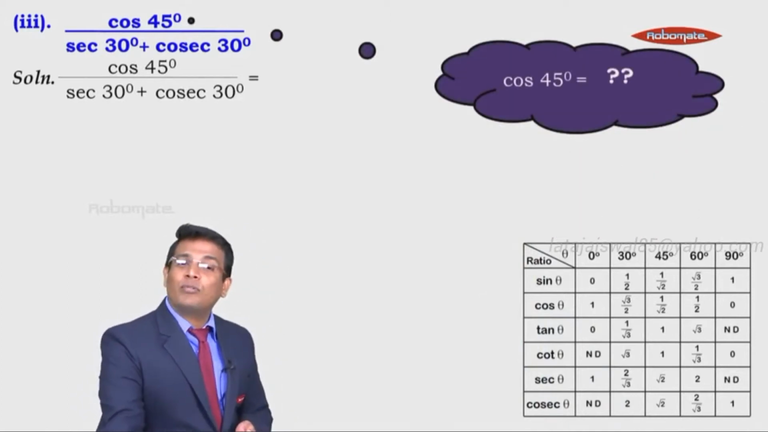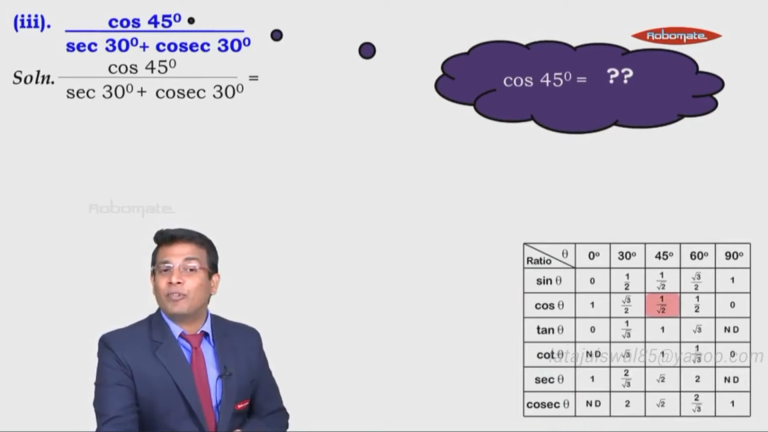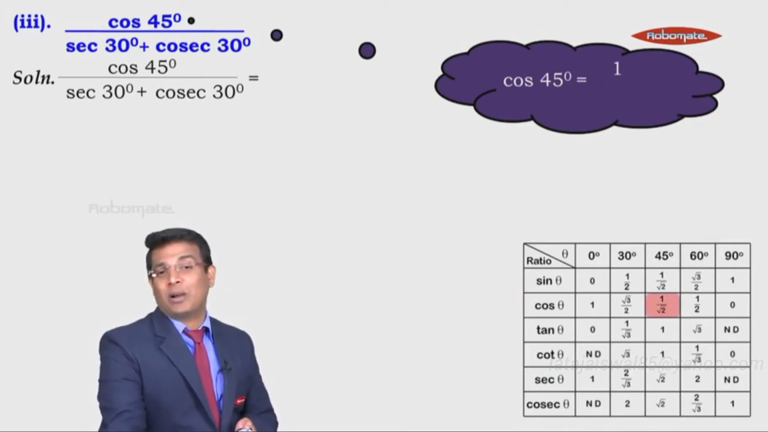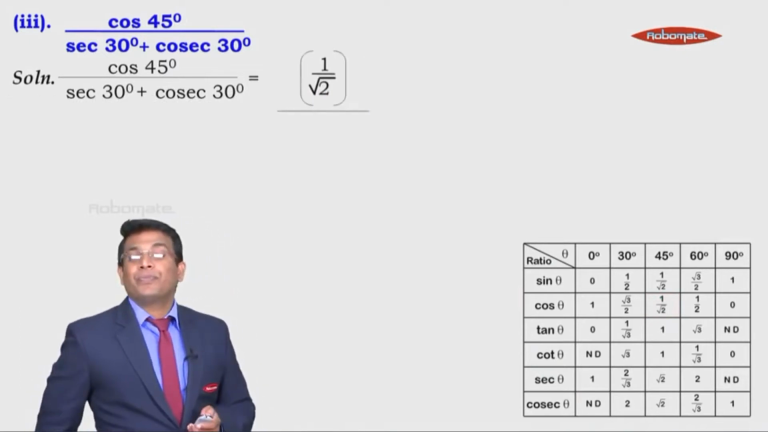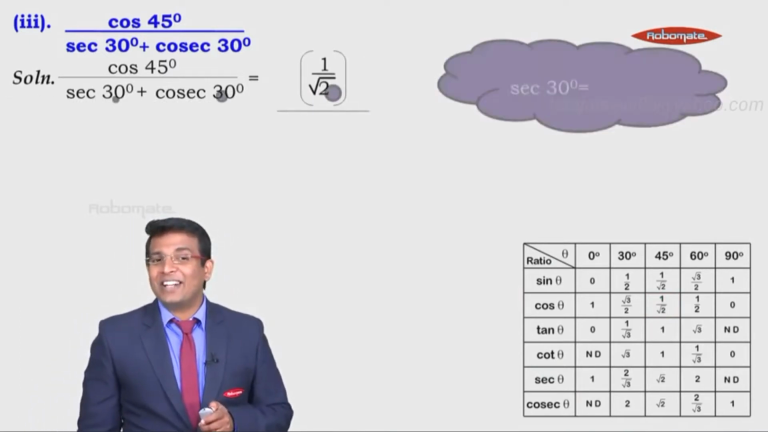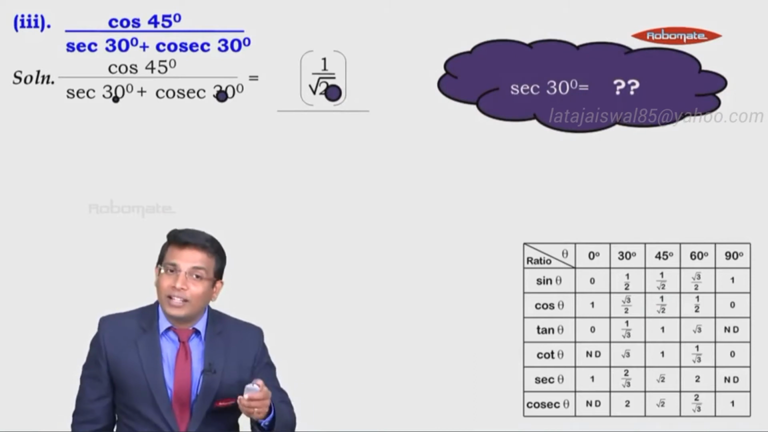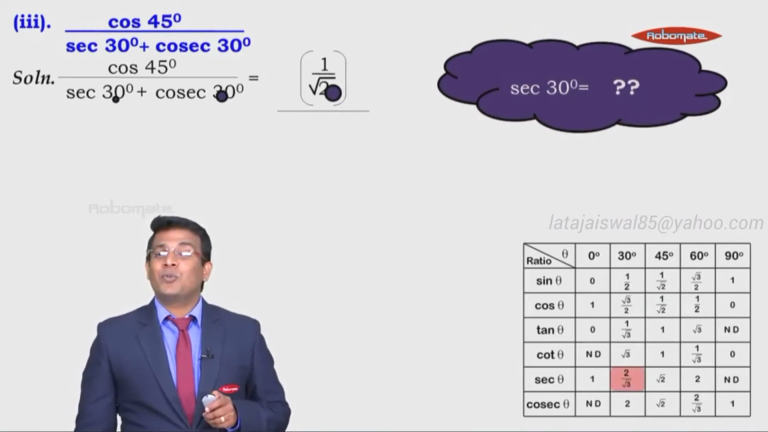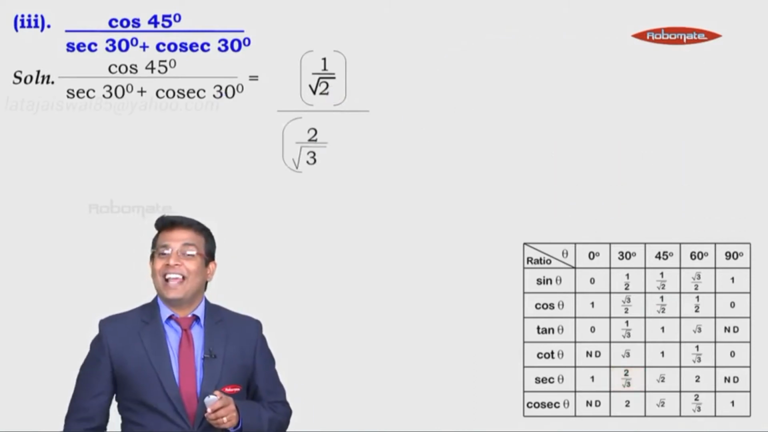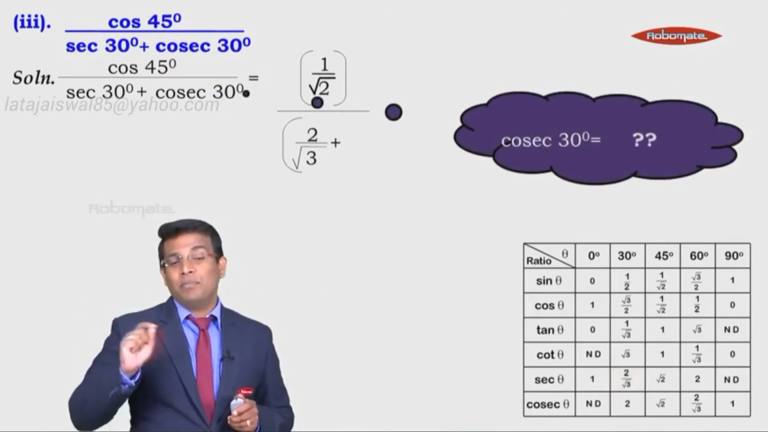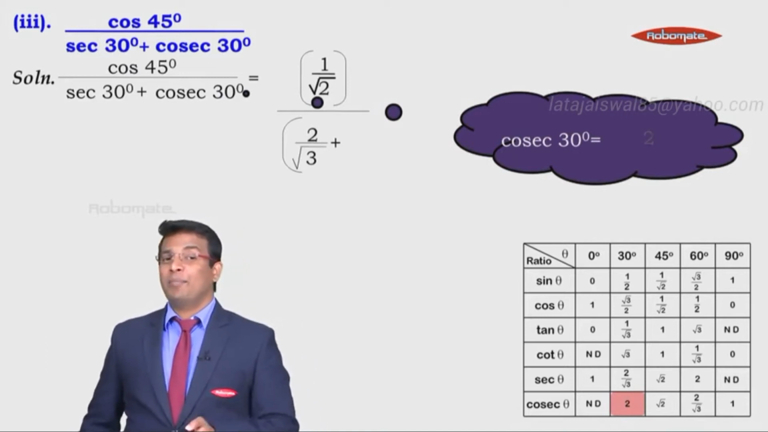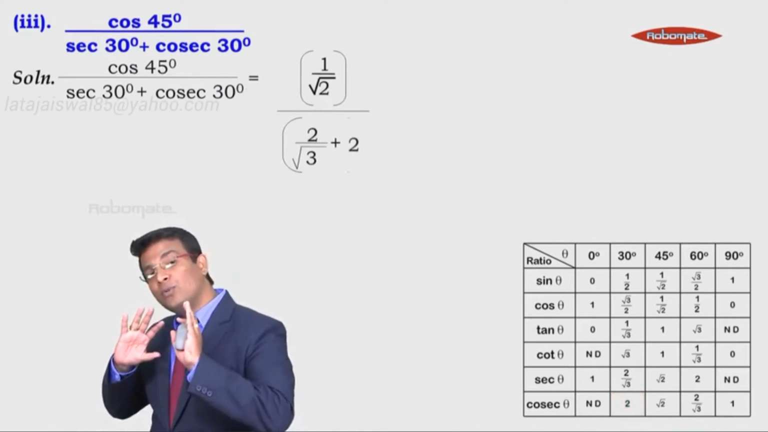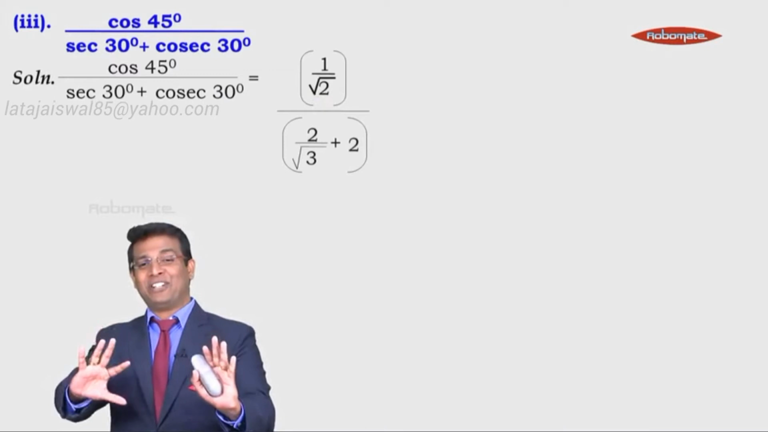So now we want cos of 45 degree. Cos of 45 degree from the table, we'll get it as 1 upon root 2. Same way, sec 30, in the denominator which we have, the value of sec 30 from the table, we will get it as 2 upon root 3, easy. And cosec 30 from the table, we'll get the value as 2. So our job is very simple. Initially, we have to just find those values and substitute in the given expression.